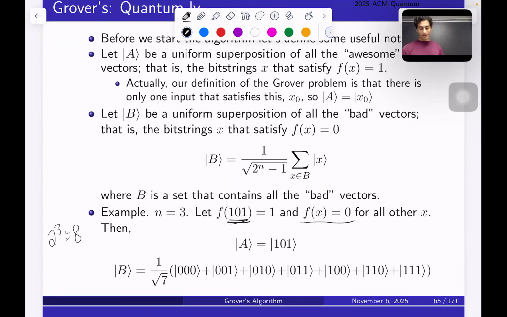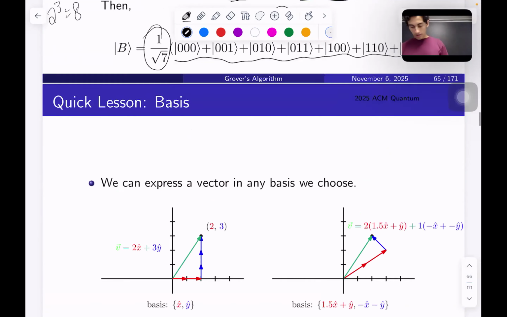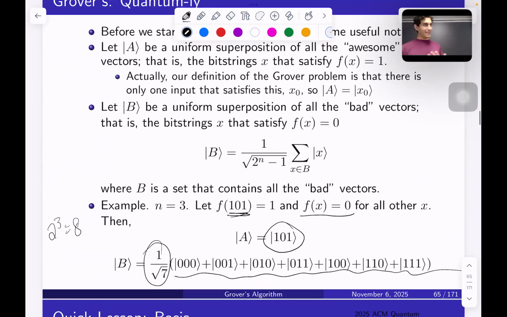Then this A vector is just that 101. And then this B is just all the other 7 inputs, all weighted equally. Does that make sense? Okay. Given those vectors, we're going to do something special that we'll go over.